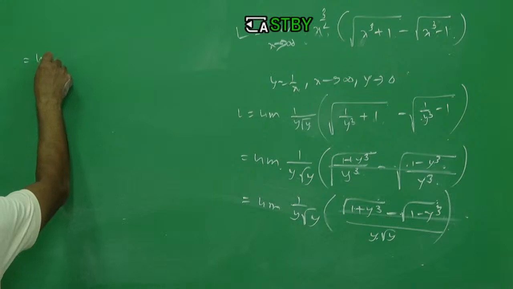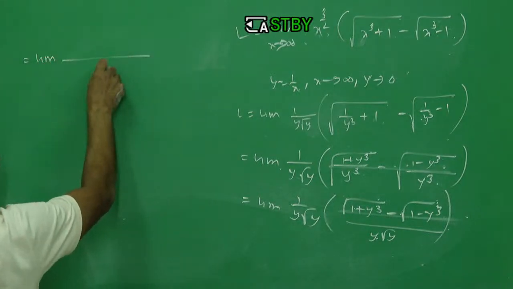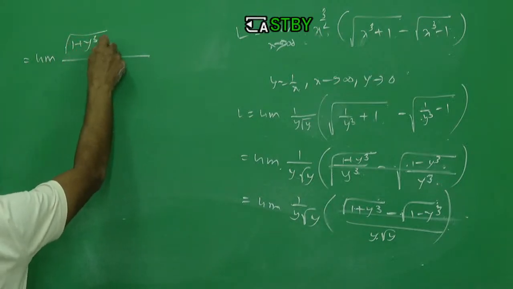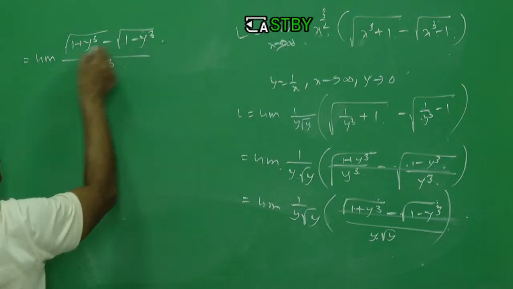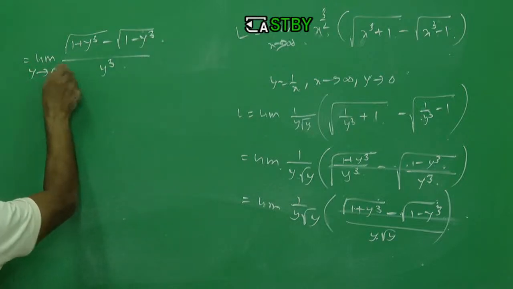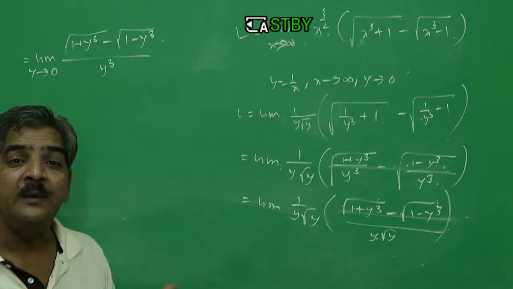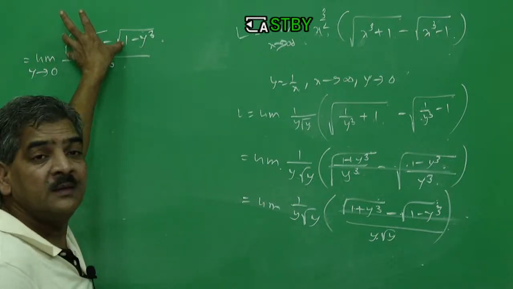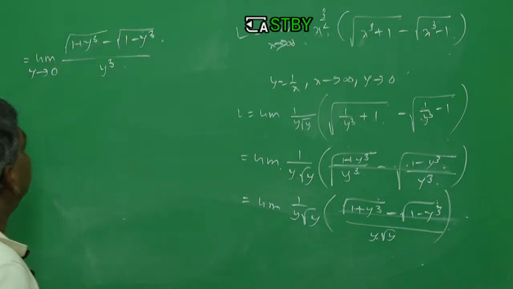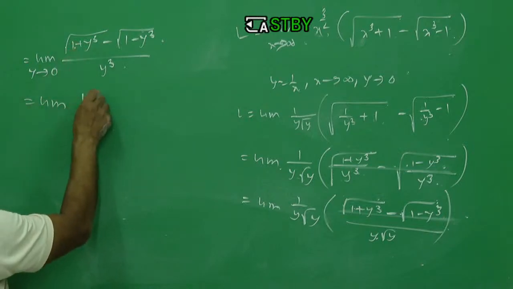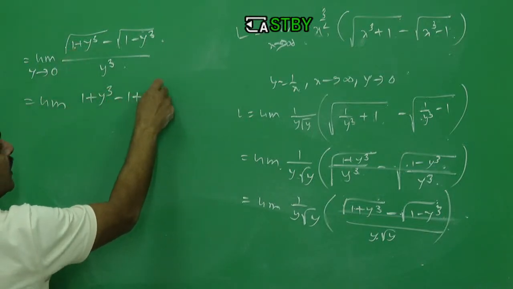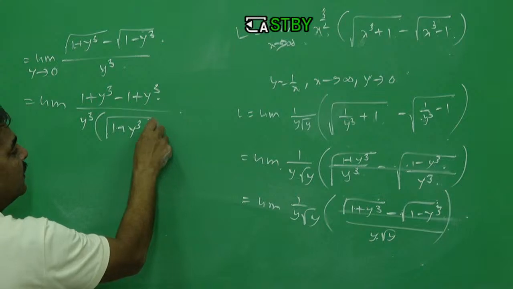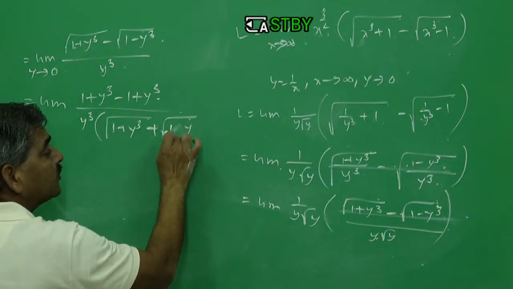So this is equal to limit of, क्या मिलेगा, 1 upon y cube. Numerator is how much? Root of 1 plus y cube minus root of 1 minus y cube. Y tends to 0. Now this is ordinary problem. You can differentiate it directly or you can rationalize it. Okay, rationalize the numerator. If I rationalize the numerator, 1 plus y cube minus 1 plus y cube whole upon denominator is y cube into root of 1 plus y cube plus root of 1 minus y cube.